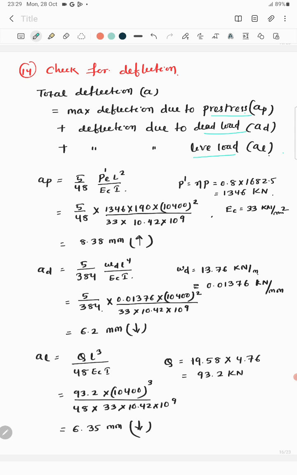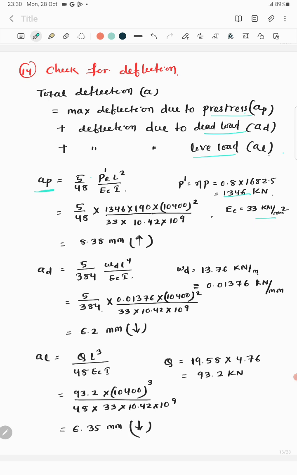So the expression for maximum deflection due to pre-stress AP, since this is a parabolic cable, is 5 by 48 P dash EL square divided by EC into I, where P dash is equal to eta times P after the losses. So 0.8 times 1682.5, that is equal to 1346 kilonewton, and EC is given 33 kilonewton per mm square modulus of elasticity. So after putting the values here, 5 by 48 into 1346 into eccentricity, we have taken 190 into length is 10.4 meter divided by EC 33.